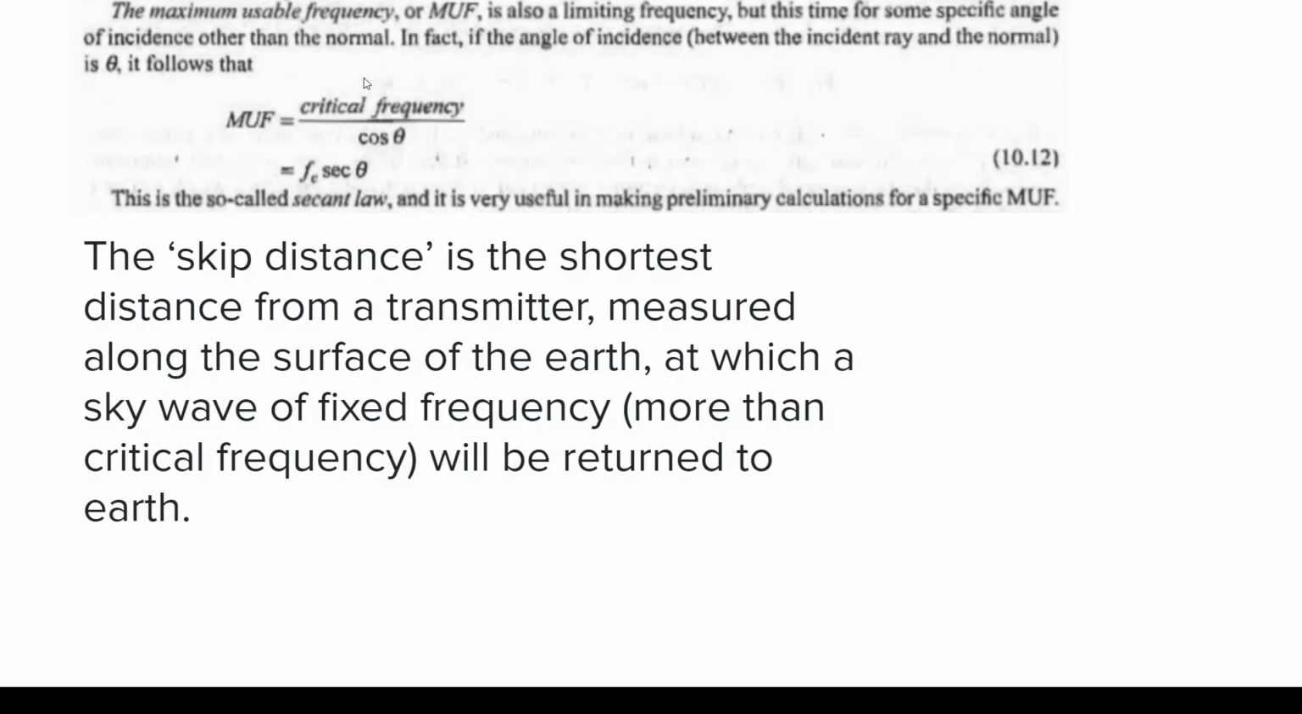Another term is the maximum usable frequency, or MUF, which is also a limiting frequency, but this time for some specific angle. MUF equals critical frequency upon cos theta. Another term is skip distance. The skip distance is the shortest distance from a transmitter measured along the surface of the earth at which a sky wave of fixed frequency, more than the critical frequency, will be returned to earth.